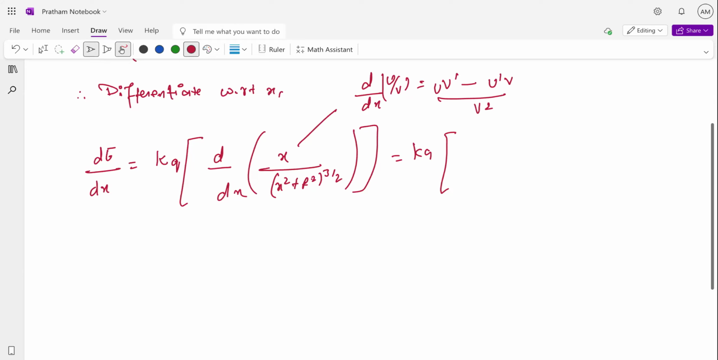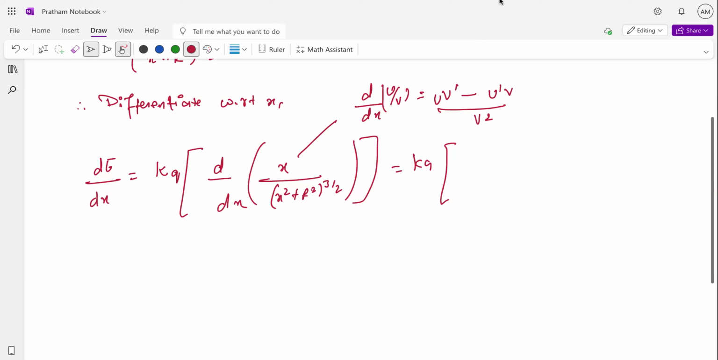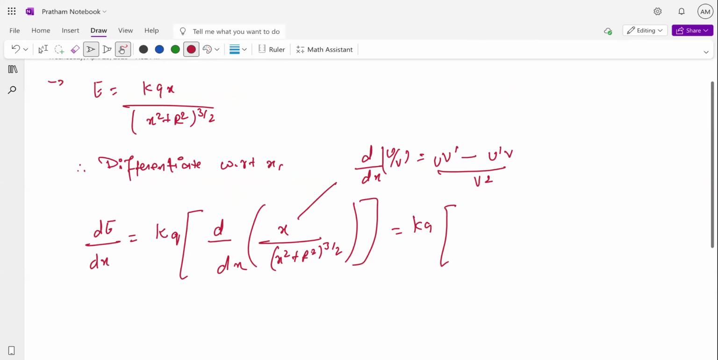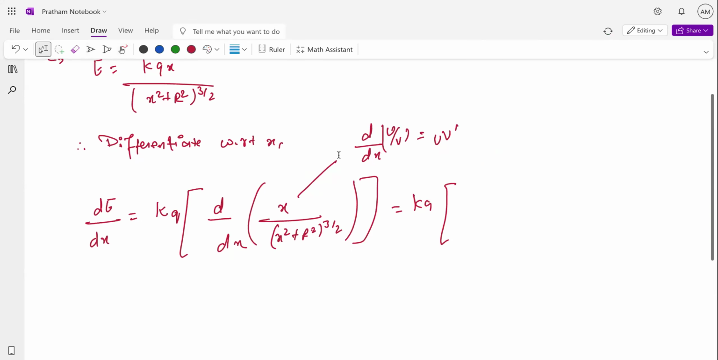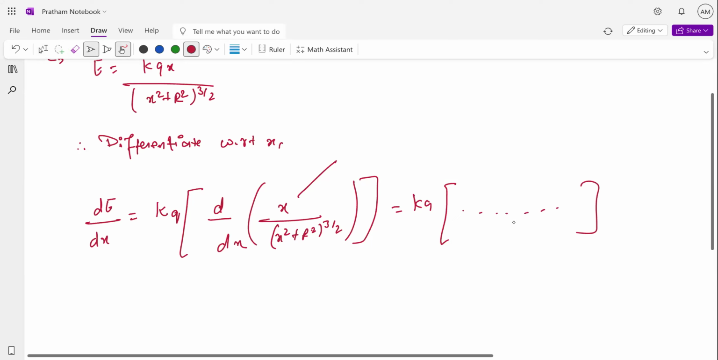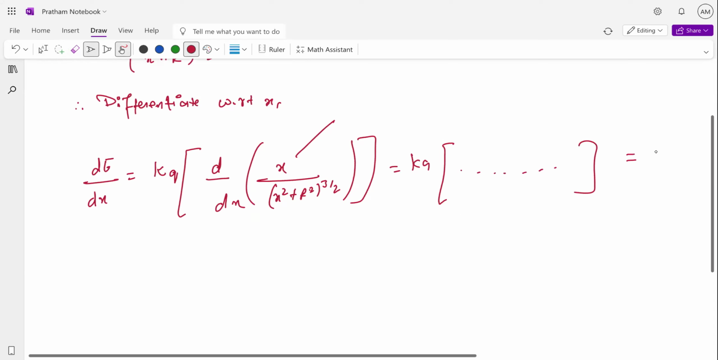So do you want to try to solve this part? Yes, but it will take a lot of time. Okay, it will take a lot of time, so I can directly give you the answer. Whatever equation you are getting, put the whole thing equal to 0.